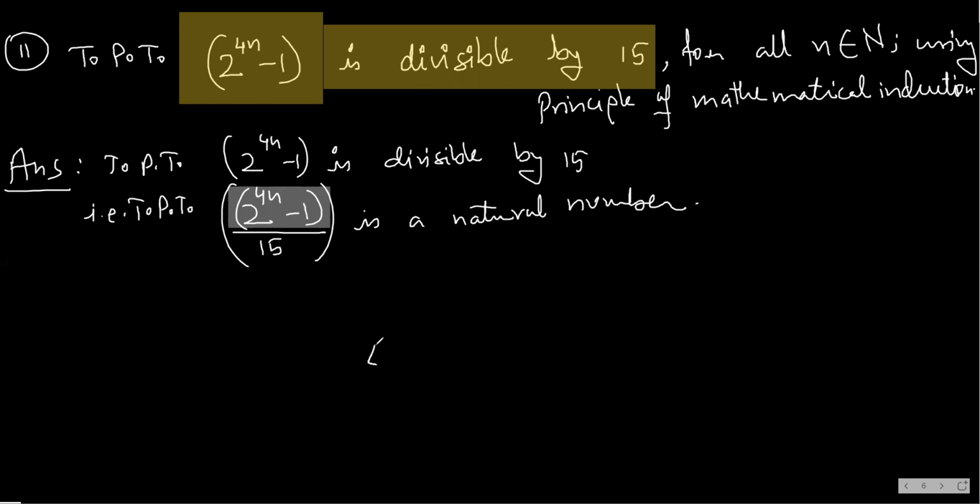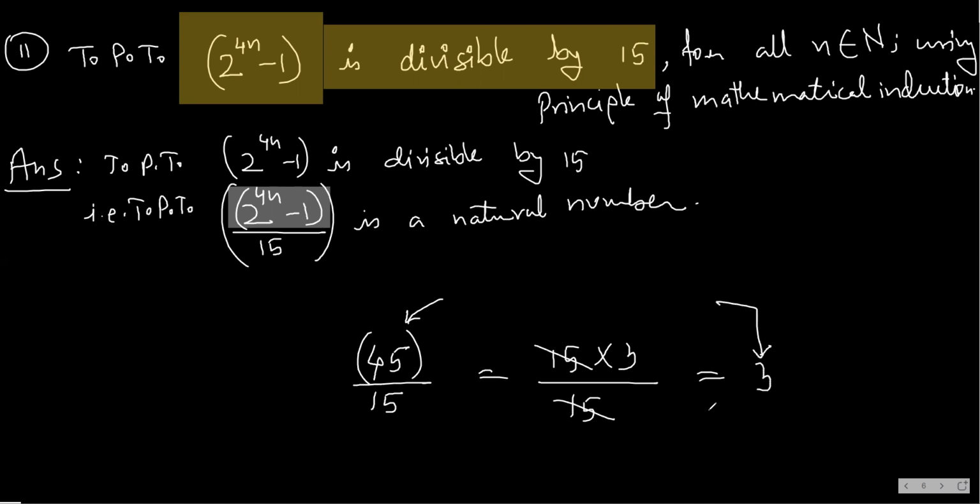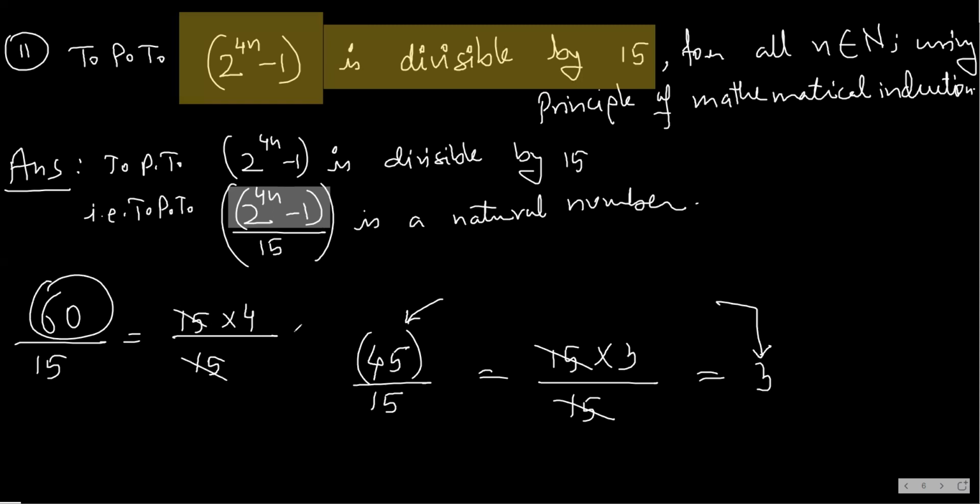Okay, suppose I write here 45. So 45 is divisible by 15. Why? Because 45 is 15 into 3. 45 is a multiple of 15, it is 3 multiple of 15. So 15 into 3 upon 15, what do you get? You get 3, which is a natural number. 60 is divisible by 15 because 60 is 4 multiple of 15. So when you divide, 15 cancels, you get 4.